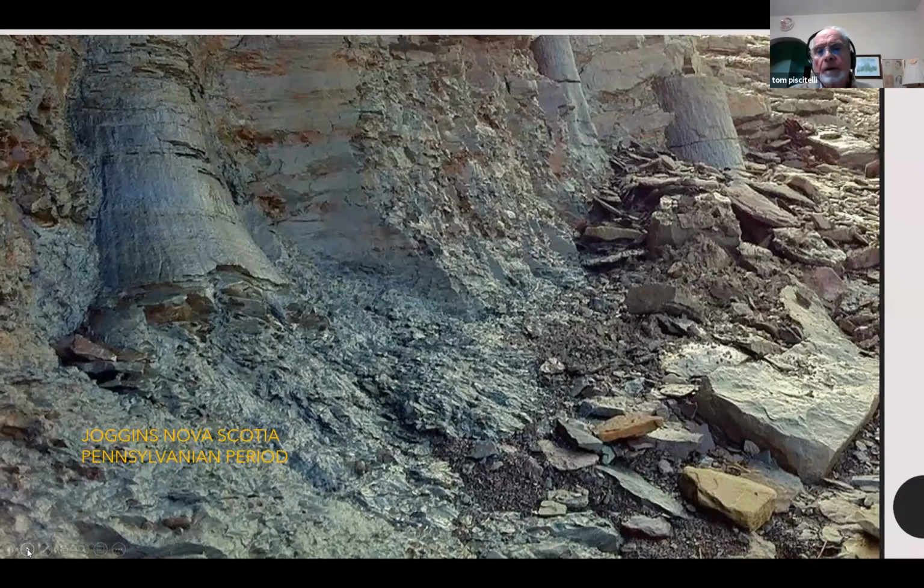In Joggins, Nova Scotia, early tetrapods have been found in stumps of upright fossil tree trunks. The trees were most likely to be sigillaria or club mosses. Tetrapods are four-limbed animals like amphibians and reptiles.